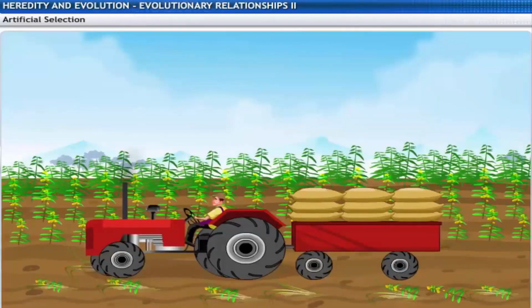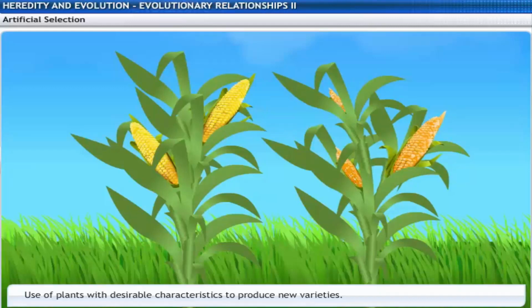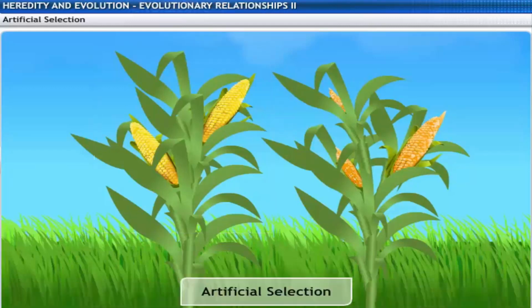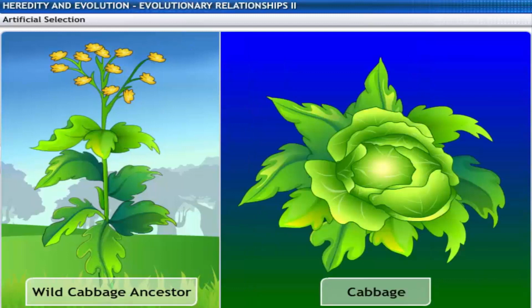There are also many characteristics to prove evolutionary relationships in plants. In the present scenario, farmers use plants with desirable characteristics to produce new varieties by a process called artificial selection. Farmers have descended all these vegetables from the wild cabbage ancestor. Short distances between leaves gave rise to a new variety called cabbage.